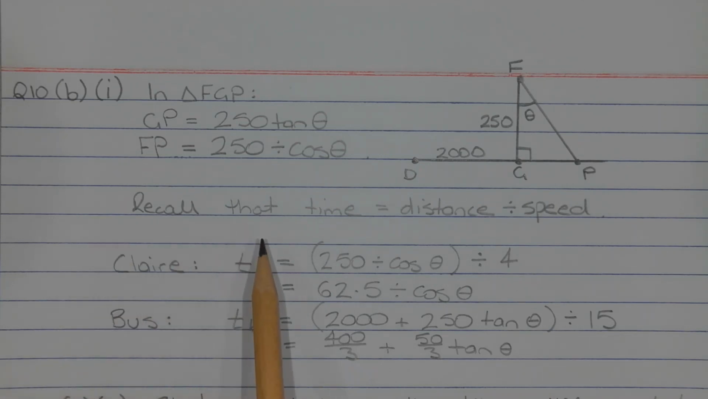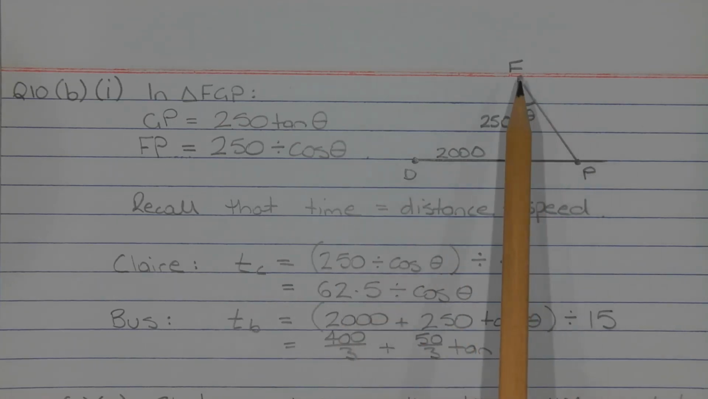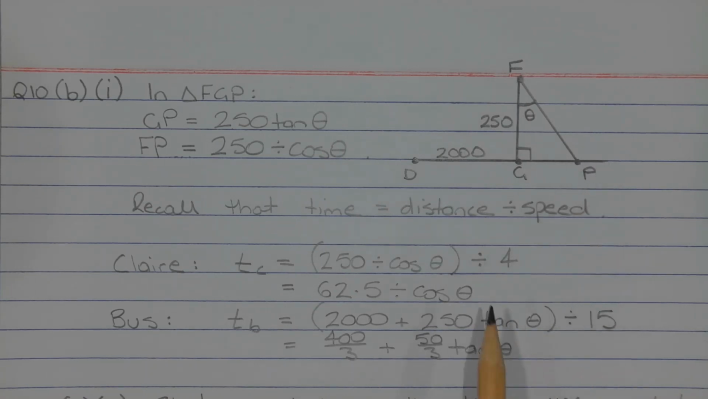Now recall that time is equal to distance divided by speed. So Claire's time, TC, is equal to 250 divided by cos theta, which represents the distance that Claire has to run from the farmhouse to point P, divided by 4, which is her speed, 4 meters per second. And that equals 62.5 divided by cos theta.